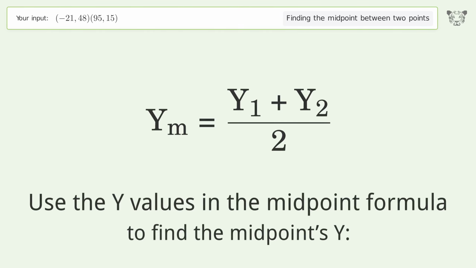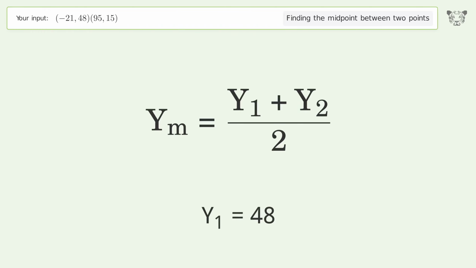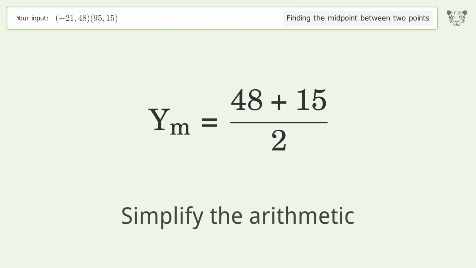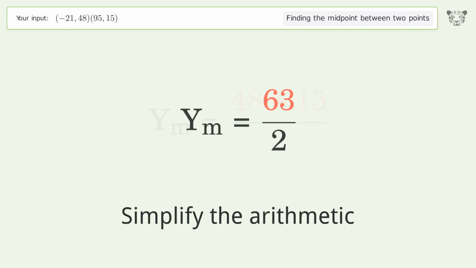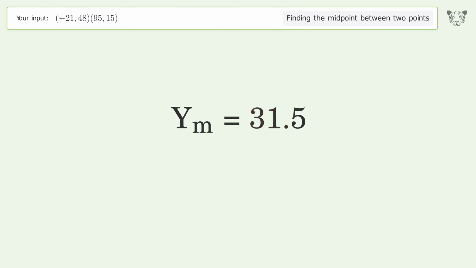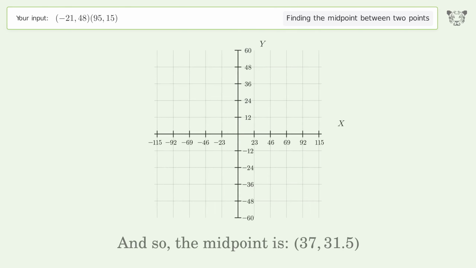Use the y values in the midpoint formula to find the midpoint's y. y1 equals 48. y2 equals 15. Simplify the arithmetic. And so, the midpoint is 37, 31.5.